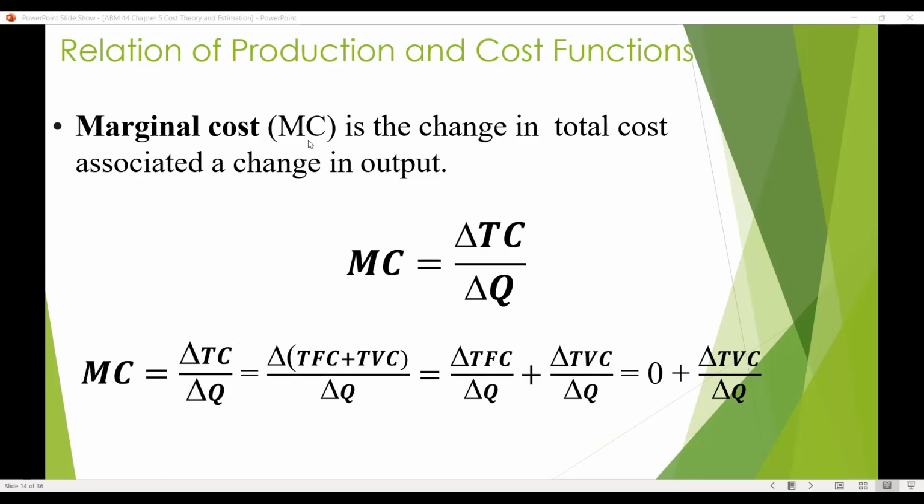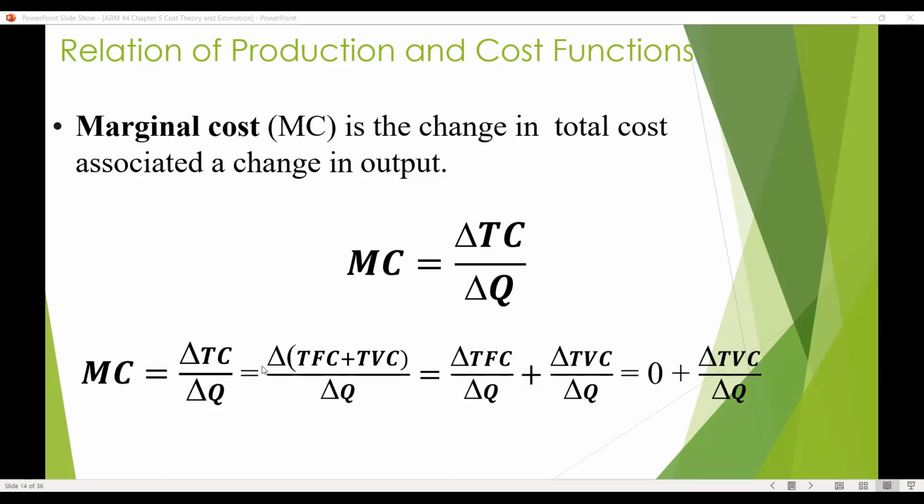It can be denoted as MC. Marginal cost, MC, is the change in total cost associated with a change in output. So that is actually what MC is. Again, MC is equal to the change in total cost over the change in quantity or output.